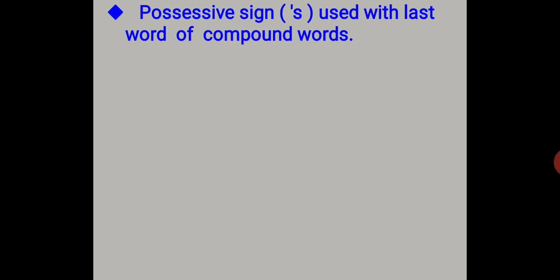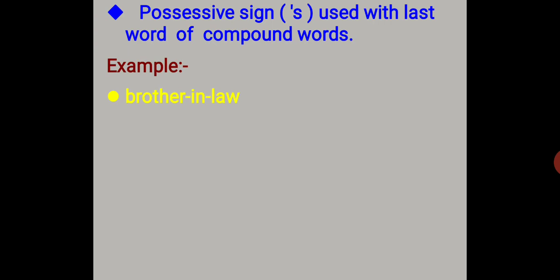If we want to show the possession of a compound word, what can we do and how can we put the sign? After which word do we put the sign? Let's see with an example and get clarity on this rule. In the case of a compound word, whatever the last word is, we use apostrophe s after the last word. Let's see the example and get clarity.